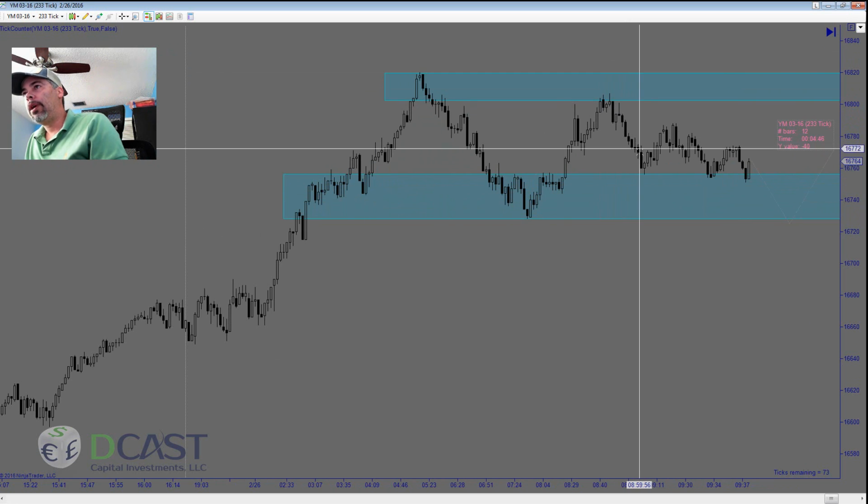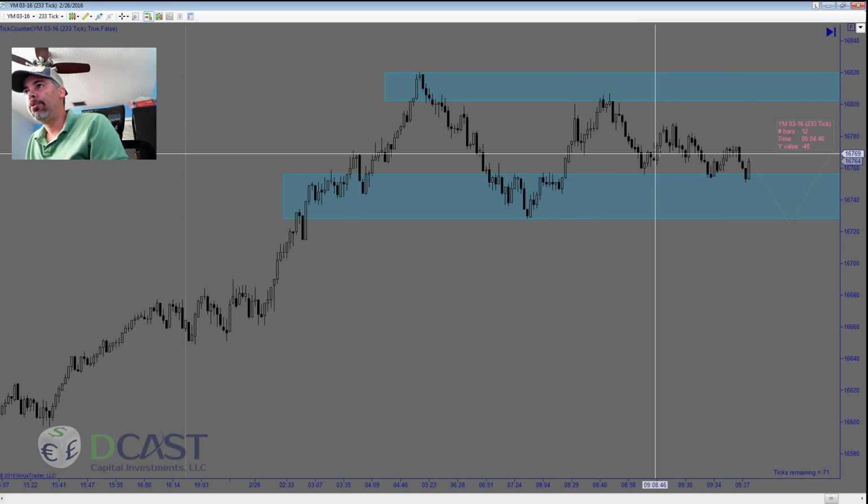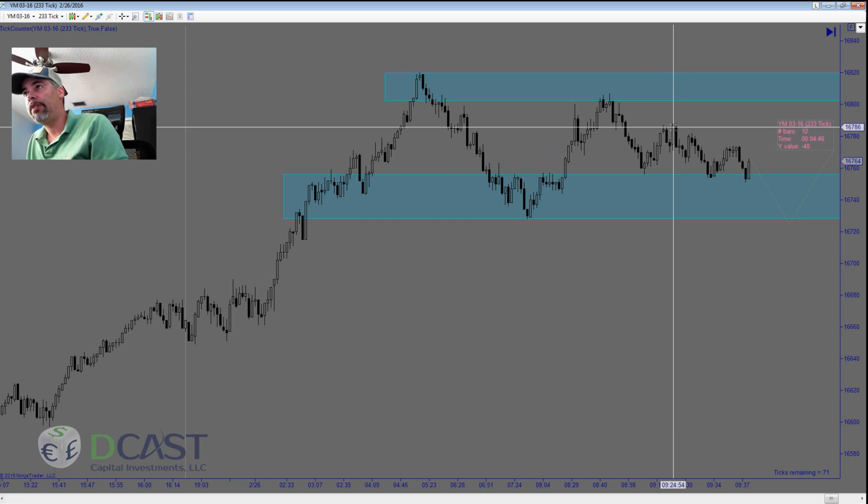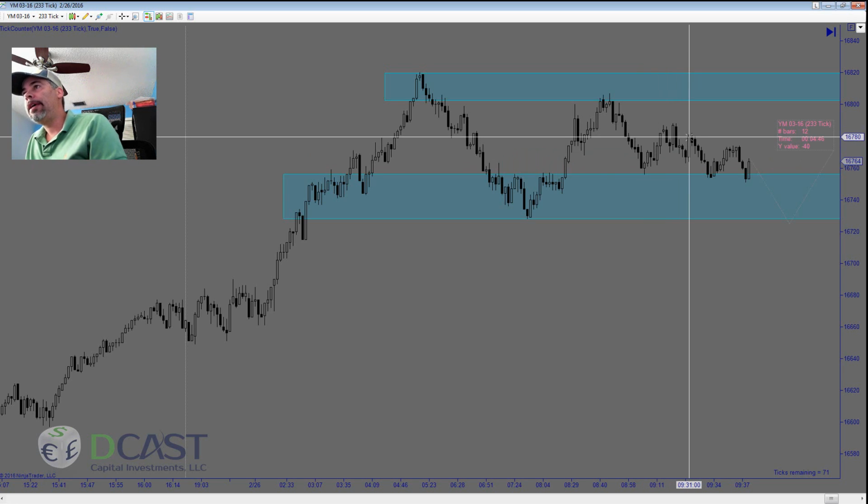So overall, I see price acceleration here. I see the bulls come in with some pretty good volume, although they didn't get very far. And then I see that the bears come in.